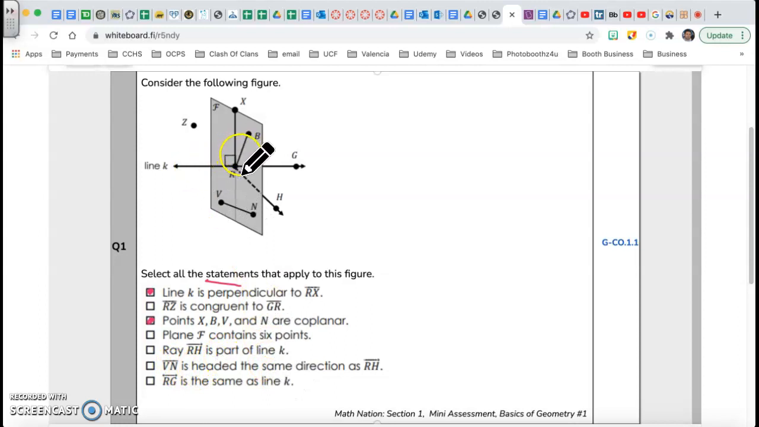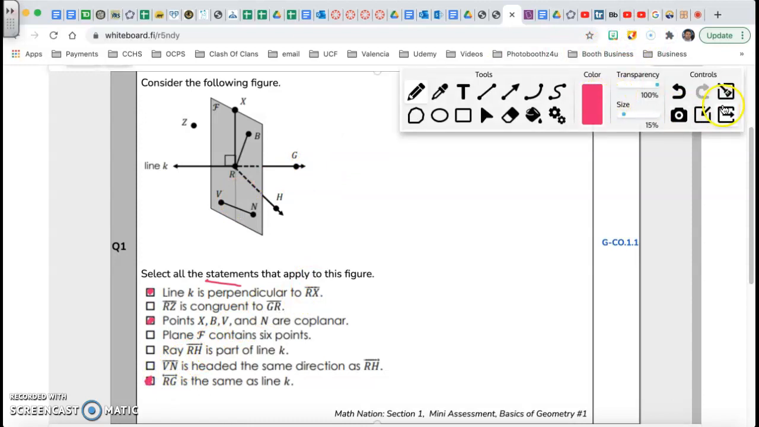Line RG is the same as line K. RG, R is in the middle, G is on the bottom. Yes, line K. So yes, those are different ways to name the same line. We can see the extension right there. Same line. Okay. Question number 1.